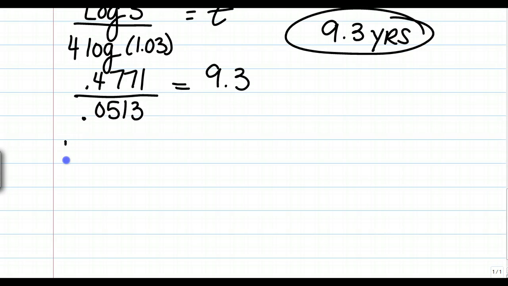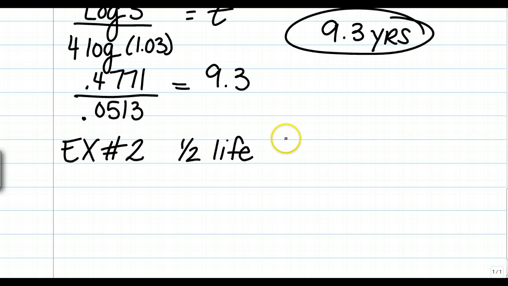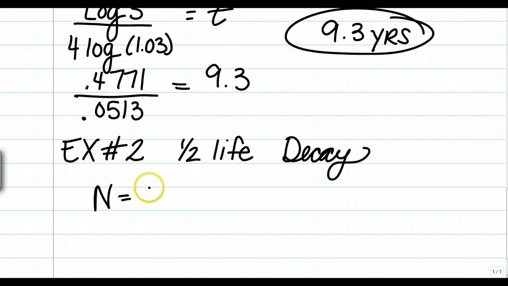Let's go into example number 2. This is going to be an example of a half-life problem or decay. Your formula is N equals N naught times 1/2 to the T over H. It's called N naught, it's just the way you say it. It's not the word "no," it's just a little tiny 0.